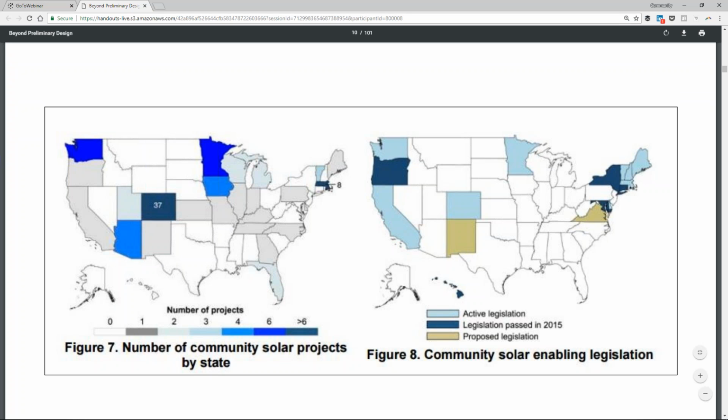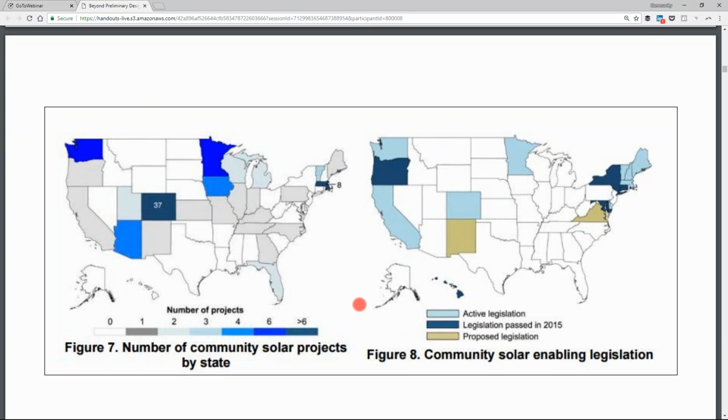So here's a map. These are figures coming from that report back in 2014 of states with community solar projects and states that had community solar legislation. What we see from this map is there's plenty of states that have community solar projects without any community solar legislation on the books. Now, the states that have a lot of community solar projects, many of them have community solar legislation, but not all of them.